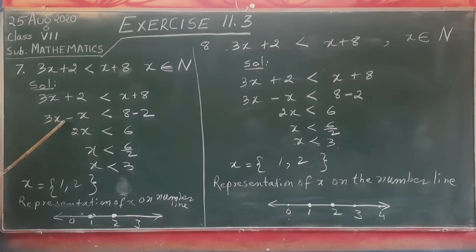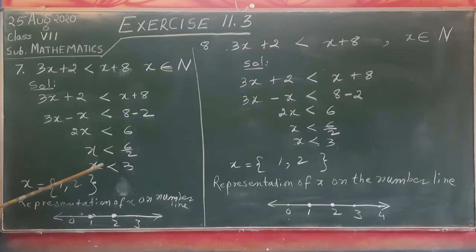So minus plus becomes what? Minus. And we'll take the 2 to the other side. 8 minus 2 it becomes. Plus becomes what? Minus. Now simplifying both the sides, we get what? 2x less than 6. Now 2 will also transpose and 6 upon 2, on dividing we get what? 3. x is less than 3.